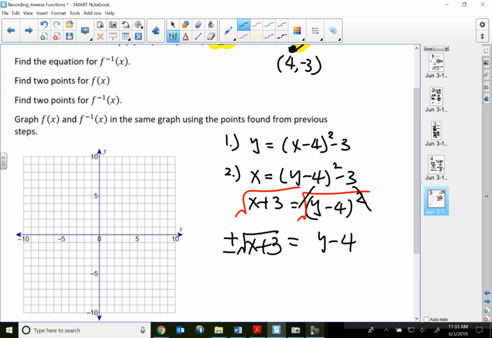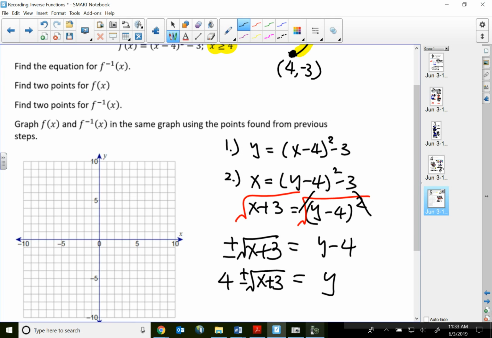All right. Let me keep going, okay? Get y by itself, move it over. So that will be y equal to 4 plus minus square root of x plus 3.